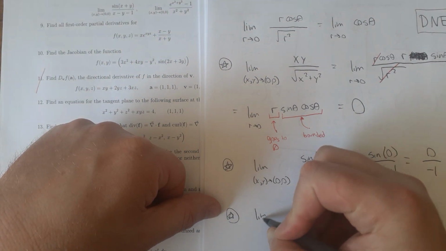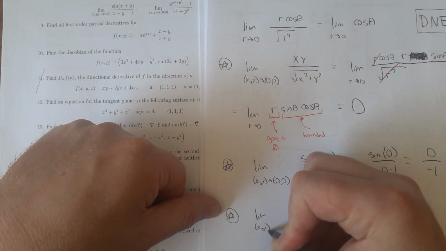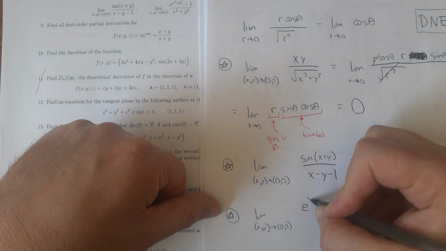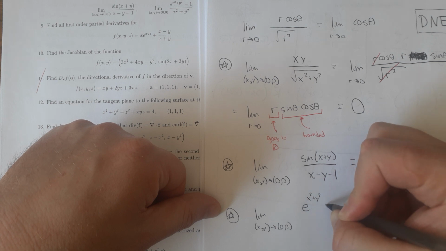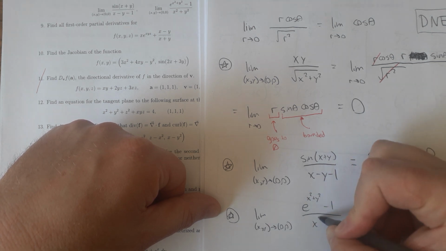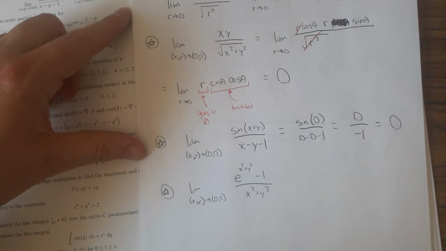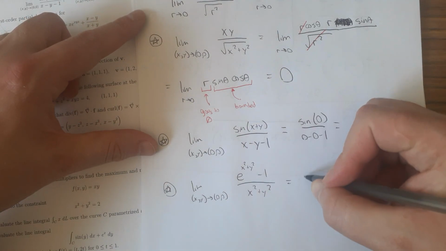So limit as (x, y) goes to (0, 0) of (e to the x squared plus y squared minus 1) over (x squared plus y squared). Okay, let's try the thing we always try first. If I plug in (0, 0), I'm going to get 0 on the bottom, so I'm not very happy with that. I'm also going to get 0 on the top because e to the 0 is 1. Well, that didn't work.